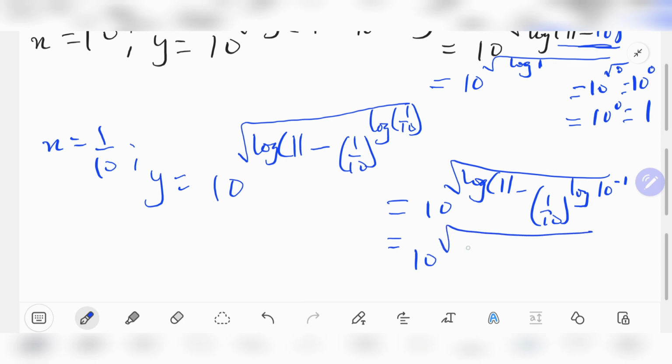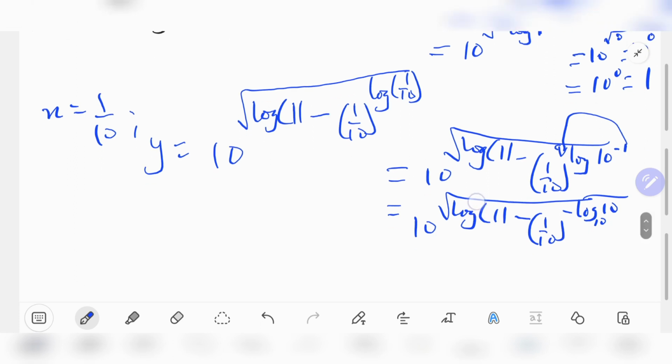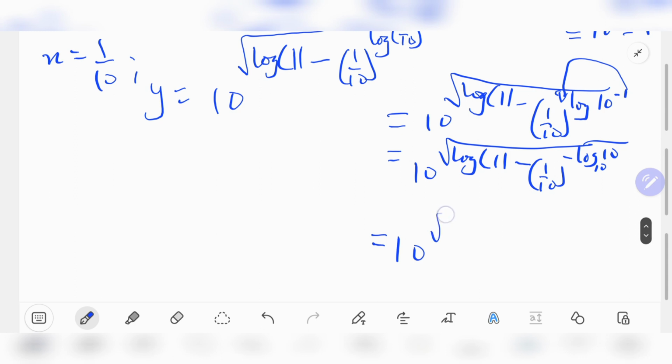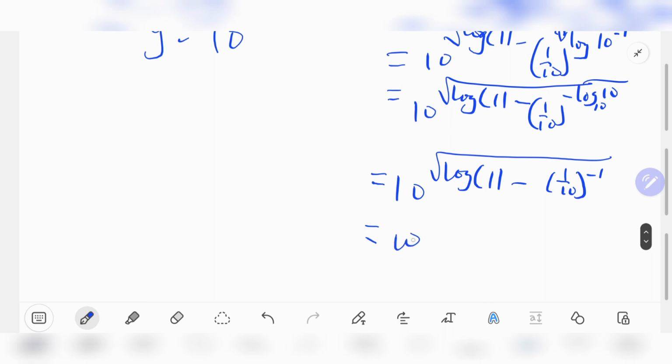So y equals 10 raised to the power square root of log 11 minus, this negative 1 travels to this side. So you're going to get 1 out of 10 to the power minus log 10, and there's a base of 10 over here. So log 10 is actually 1. So it's going to give us 10 to the power square root of log 11 minus 1 out of 10 to the power minus 1. Okay, so this will be equal to 10 to the power square root of log 11 minus 1 out of 10 all to the power minus 1.